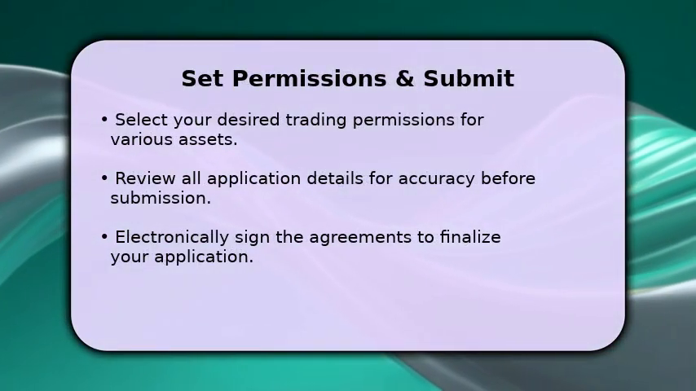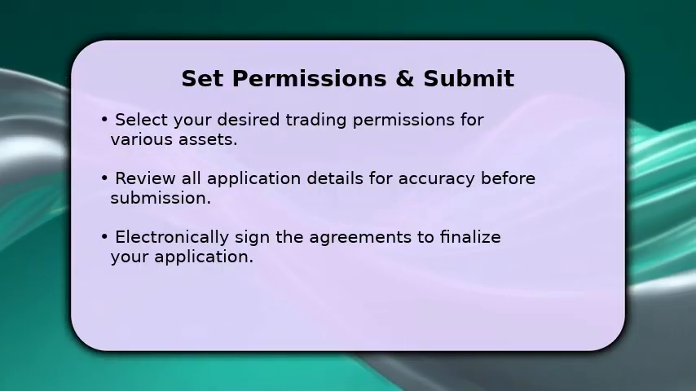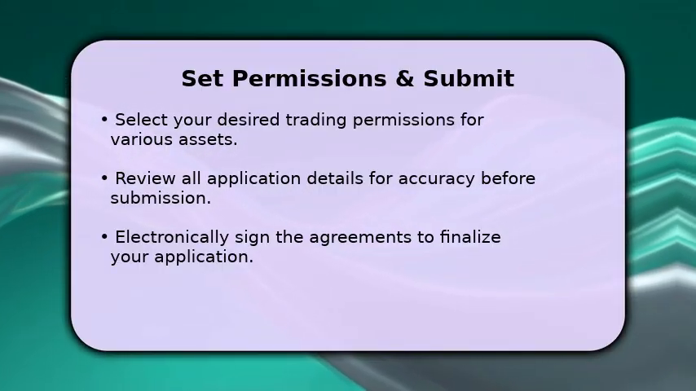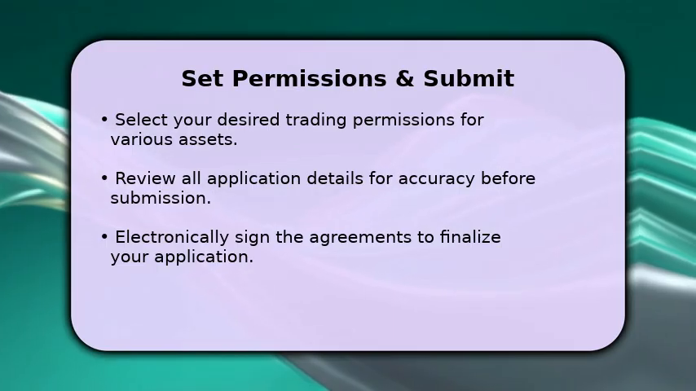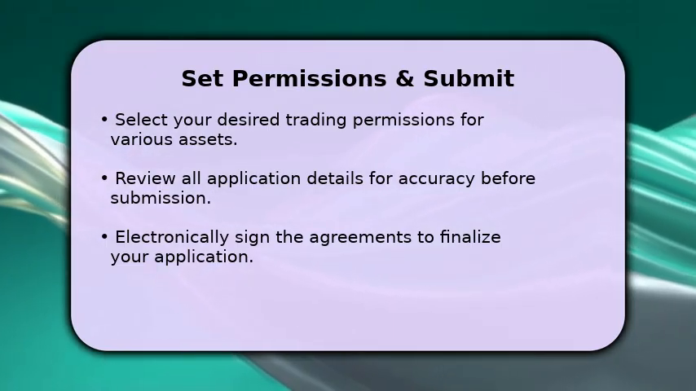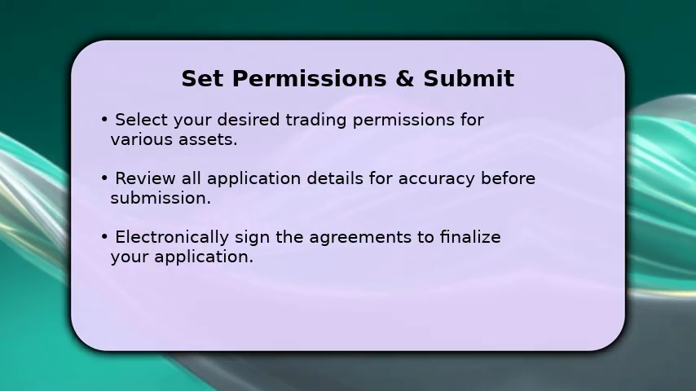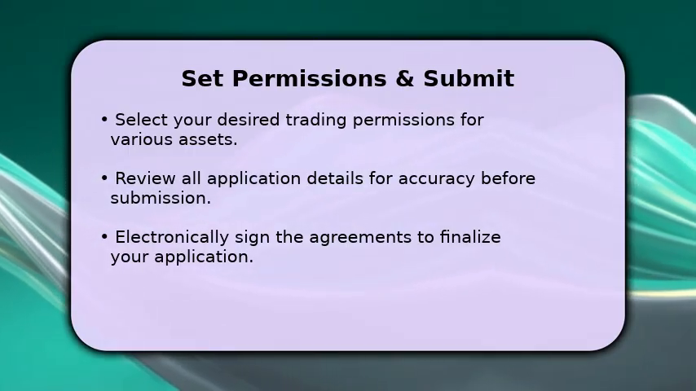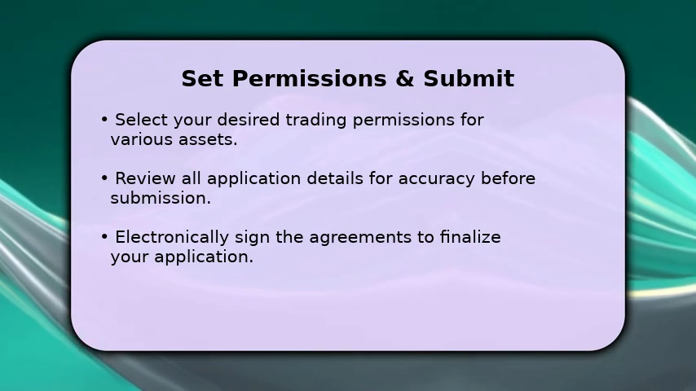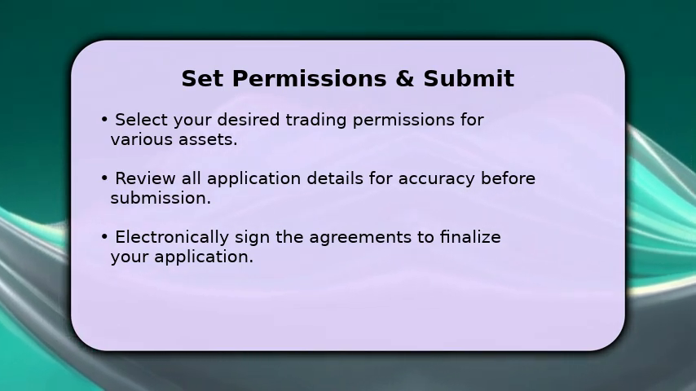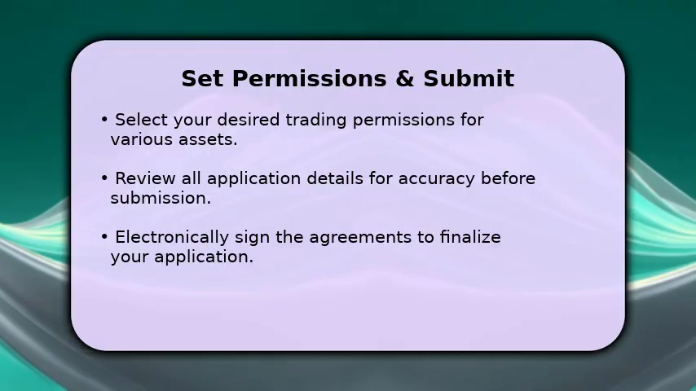Finally, you'll select your trading permissions, specifying the types of assets you wish to trade, such as stocks, options, or futures. Carefully review all the information you've provided to ensure accuracy. Once everything looks correct, electronically sign the necessary agreements and submit your application. Interactive Brokers will then review it, and you'll be ready to trade soon.